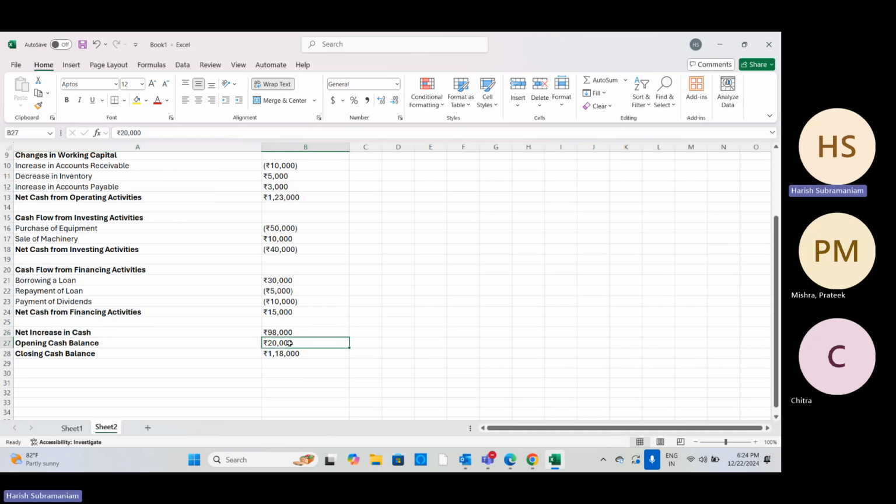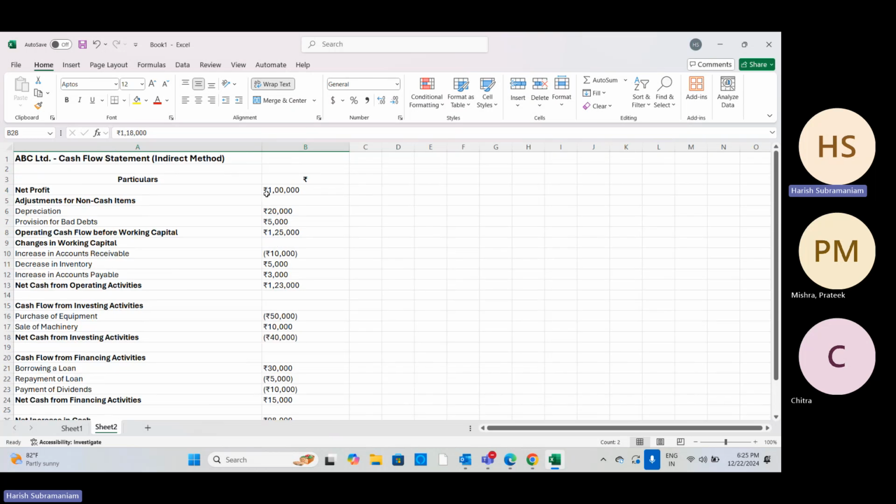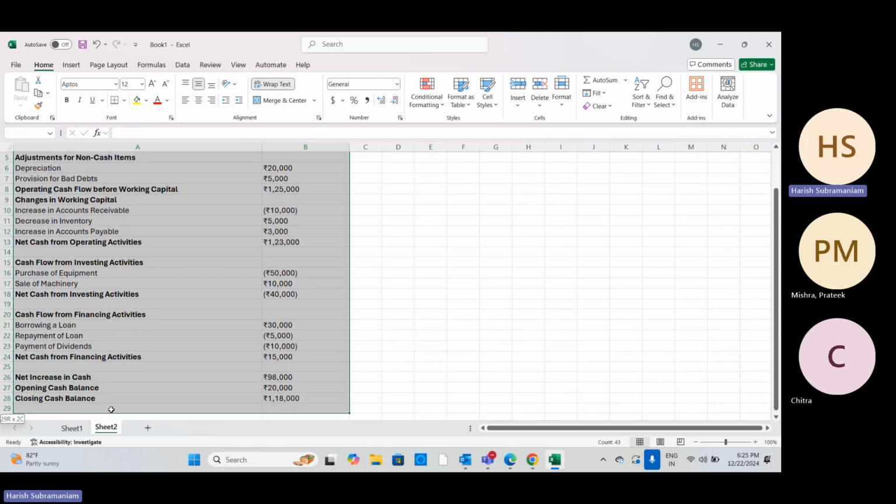Now the opening cash balance at the start of this quarter was 20,000. And what is the closing cash balance? The closing cash balance is 20,000 plus 98,000, which is 1.18 lakh. So this is typically the logic when we look at a cash flow statement.